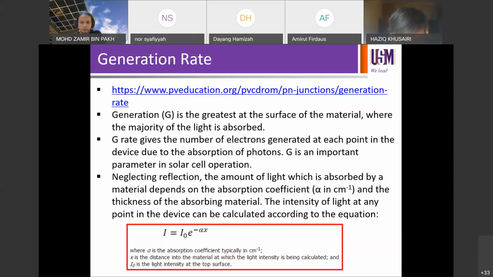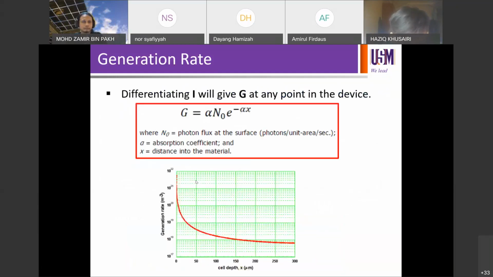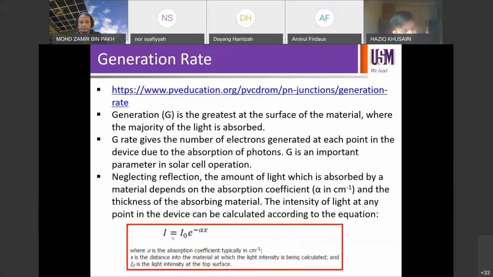And I naught is the light intensity at the top surface upon the incidence on the surface. So the moment it penetrates into the crystalline silicon, you're going to need to know what's the intensity of the light at a specific depth inside. Differentiating from this equation, differentiating I will give you G at any point in the device. Remember, I can be calculated at any point in the device. So if you differentiate this, you're going to have G also at any point in the device.